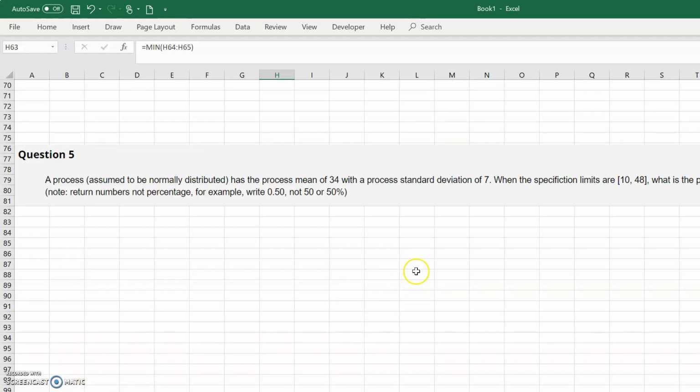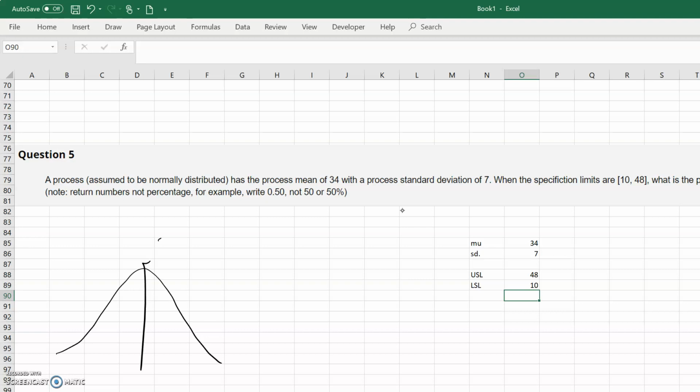Last but not least, this has an average of 34, standard deviation of 7. Upper spec limit is 48. Lower spec limit is 10. What is the proportion of defects due to the oversize? So conceptually, average is 34, and you have the upper spec limit here, 48, right? It is asking about this part: what's the proportion of parts that are larger than 48?